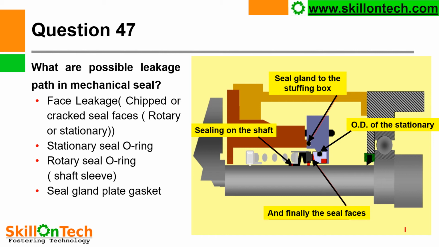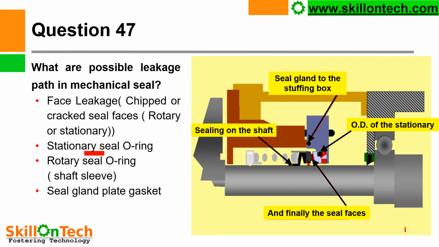If these seal faces are cracked, either of any unit, that may be a rotary or stationary, then leakage may start from this point along the shaft. Stationary seal O-ring. These are the stationary seal O-rings provided here. So if this O-ring is damaged, then this may also be a cause for leakage.